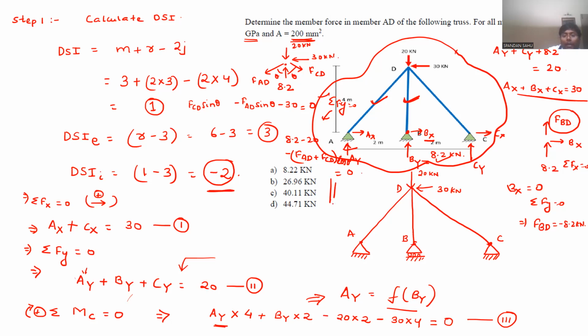And I am writing it directly. FAD will be equal to minus 40.11 kilonewton. So option C is the correct answer, and minus represents compressive.